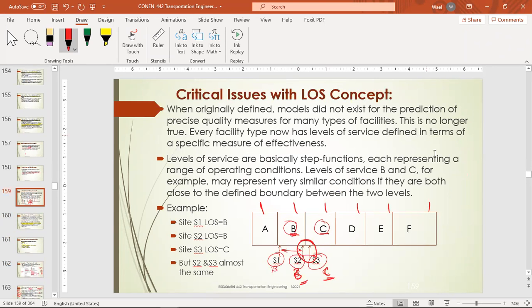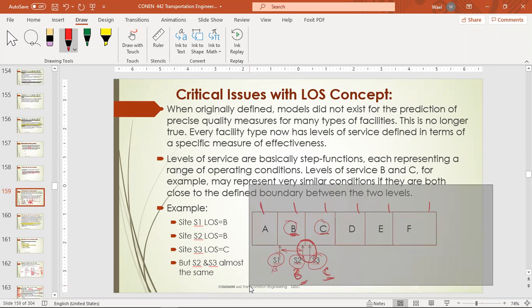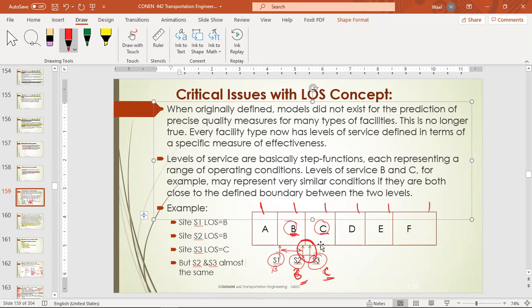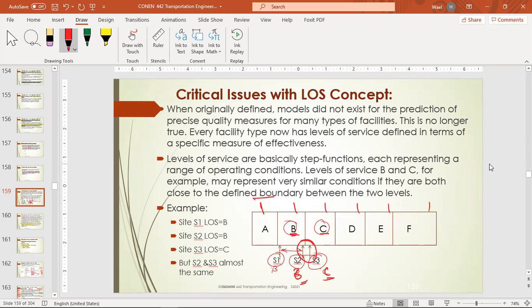However, there are some critical issues with this concept of level of service, which is basically that it's a grading system. It's a step function. It's A, then we go to B, we go to C, we go to D, then we go to E. As you can see here, it's a step function. So S1 here, S2, we have these three states.